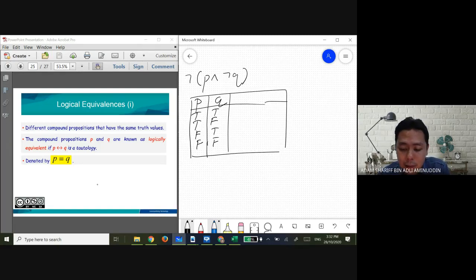Now, what do we do first? We do what is inside the bracket first. Not Q. So, by using the properties in your head, this will be F, F, T, F, T.